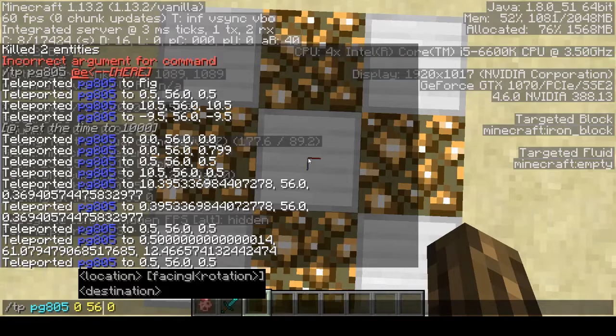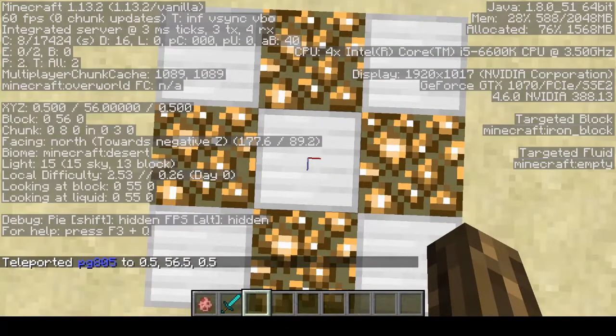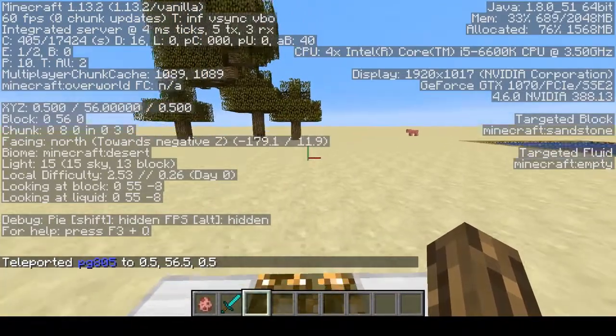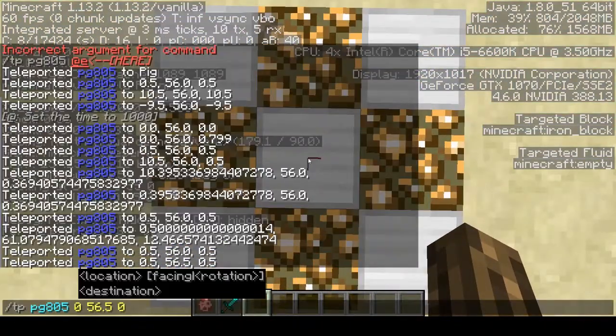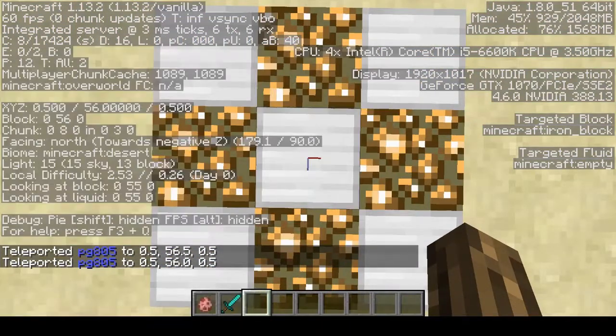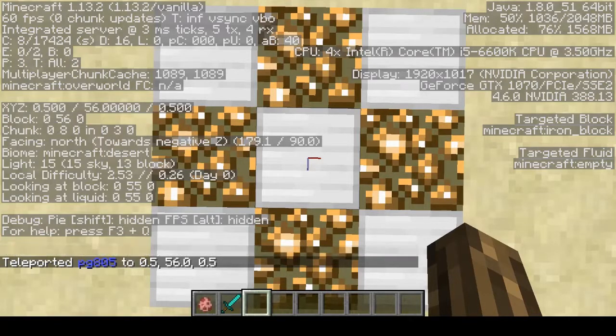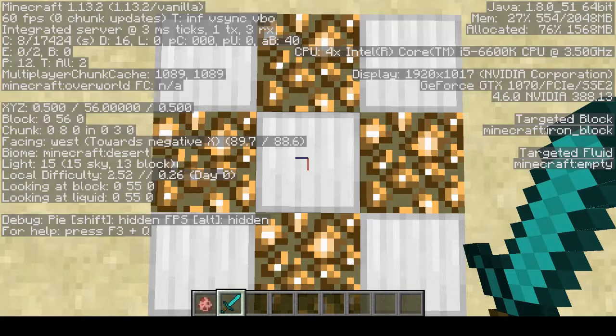Now you can, if you want to, use floating point numbers. If you do, it will teleport you about half a block in the air if you put in that 0.5, but there's no reason to. If you want to get teleported to the block, it will just teleport you to the block. So that's how you teleport using actual coordinates, using both integers and floating point numbers.